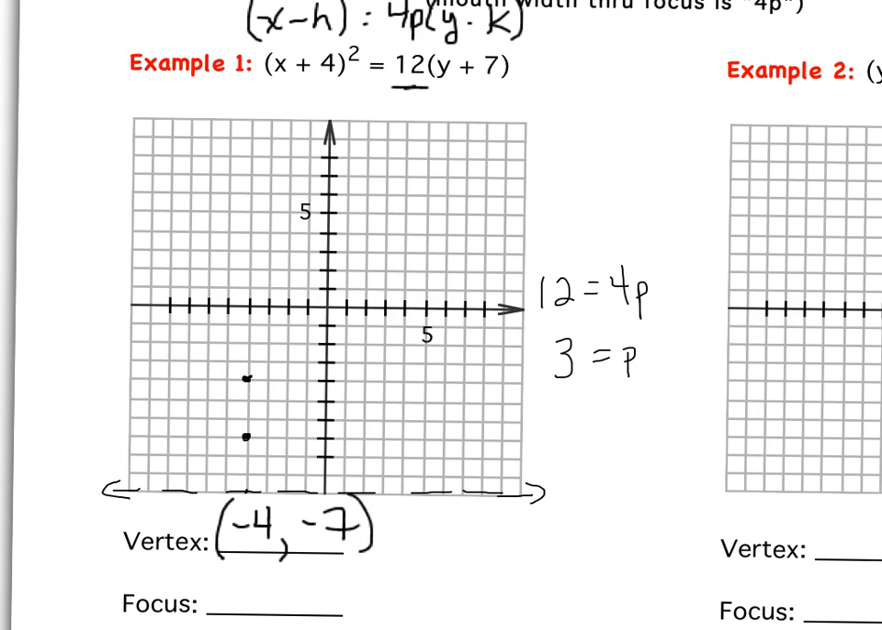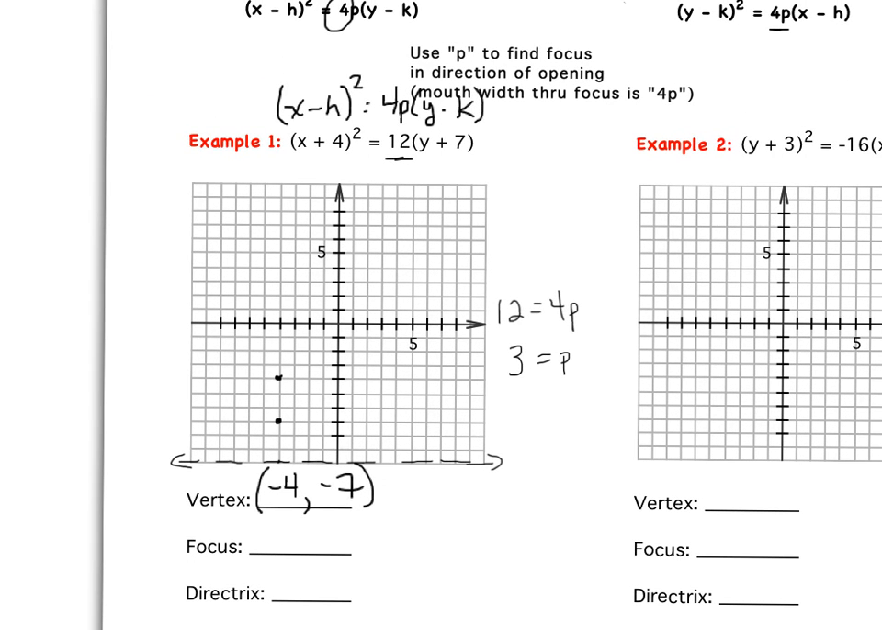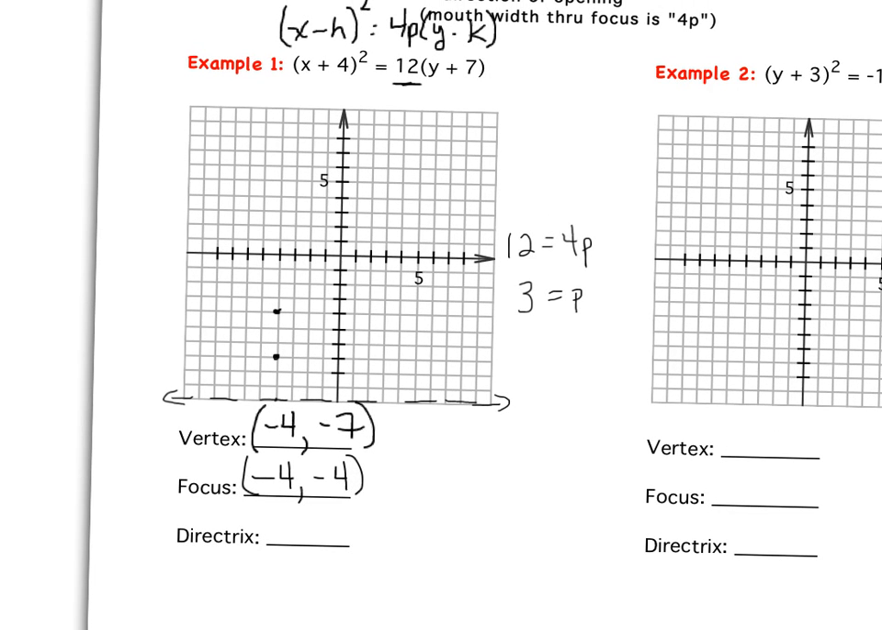So now let's make sure that we have identified our focus, which is at the point (-4, -4), and we need to also write an equation of our directrix, which is y equals -10. So notice, if we have an x squared parabola, our directrix is y equals.